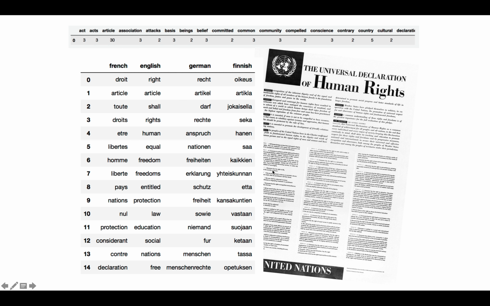A very good example would be, you can even translate documents like that. The Universal Declaration of Human Rights is the most translated text in the world. If you take the word count, then I don't know how good your Finnish is, but the English word is right, the German word is recht, and the French is droit. And in Finnish, it appears to be oikeus. Now, I once had a Finnish person in the audience, and he confirmed that oikeus actually means recht or right. And artikla was also.